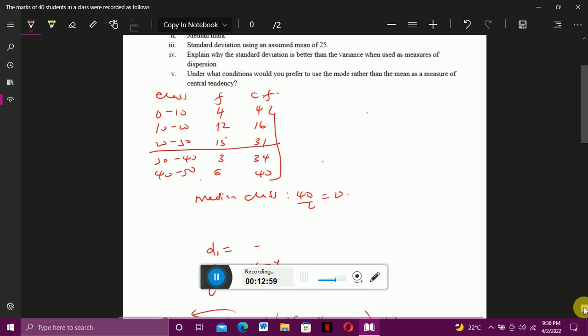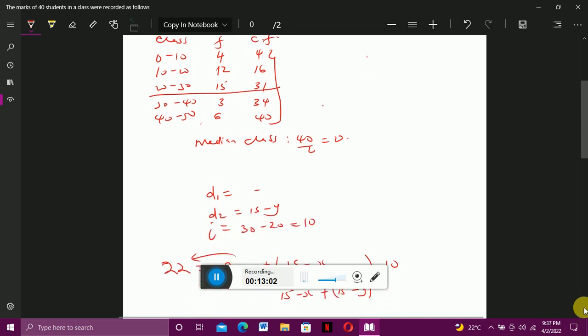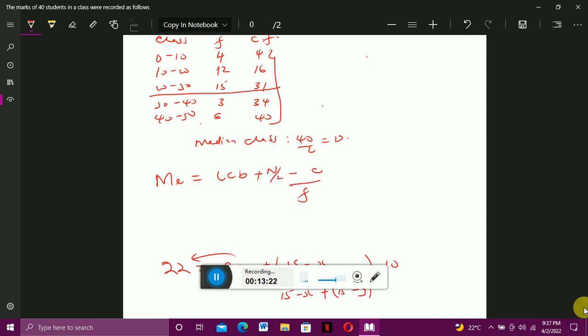And so what we just need to do is to recall our formula for median. The median is given by the lower class boundary of the median class plus n over 2 minus c over f times I. And we replace those as we write them.